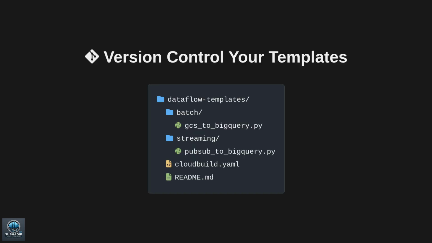As your projects grow, managing different versions of your templates becomes crucial. Using a version control system like Git is a best practice. It allows you to track changes, collaborate with your team, and maintain a clean and organized codebase for all your pipelines.